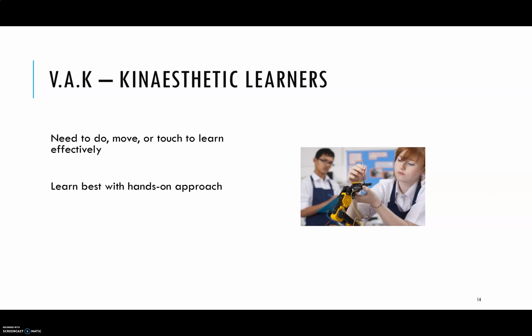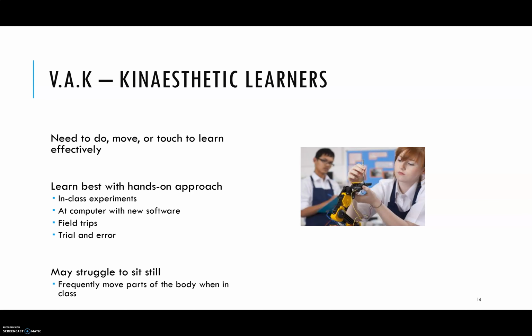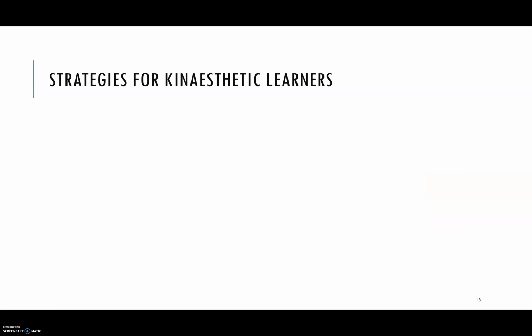And they always learn best with a hands-on approach, be it in-class experiments, sitting at a computer and physically working with a new piece of software and figuring out all of its idiosyncrasies, going on field trips. Trial and error approaches to things are something kinesthetic learners tend to work very well with. Now, these are also the type of people that may struggle to sit still. So when they're sitting in class, they have to frequently move certain body parts in order to expel the kinetic energy that builds up in their bodies.